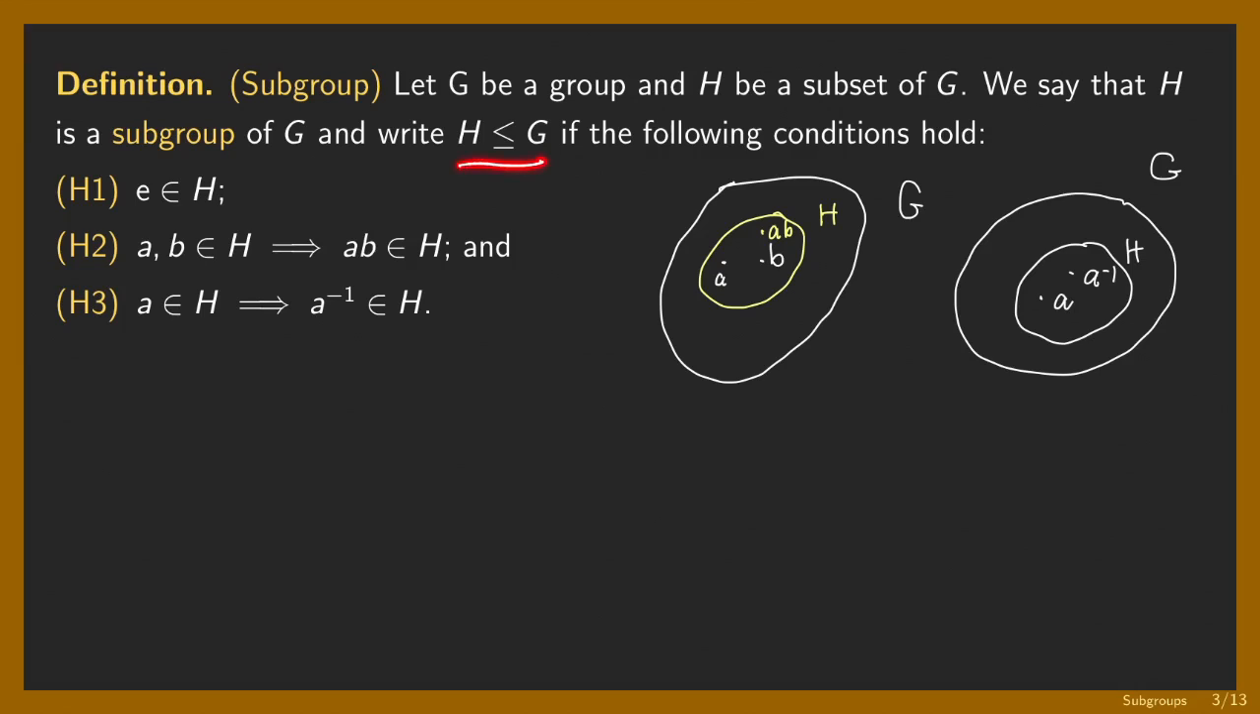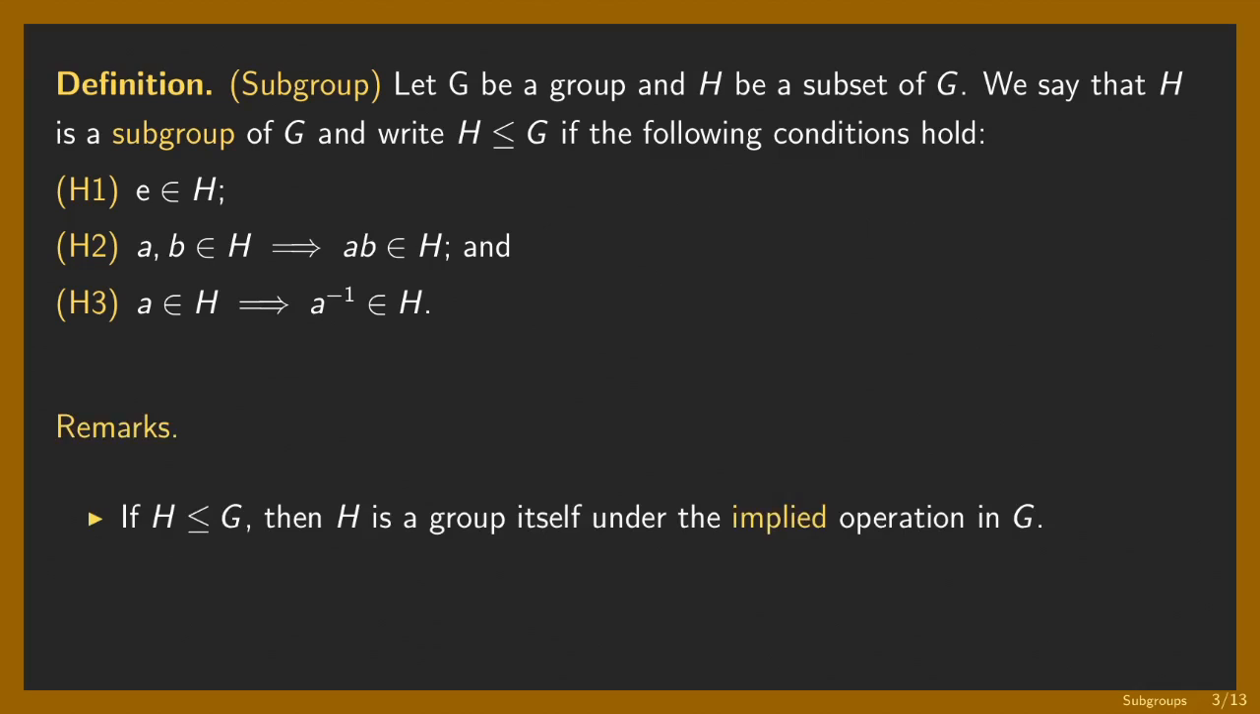Take note that in this notation, we don't read it as H is less than or equal to G because they are not numbers. In this context, we say H is a subgroup of G. Take note that if H is a subgroup of G, then H is a group itself under the induced operation in G. Why? First of all, because H is just a subset of G and we are basically borrowing the operation of G. G is a group, so that operation is already associative. So there's no need for you to check for that.